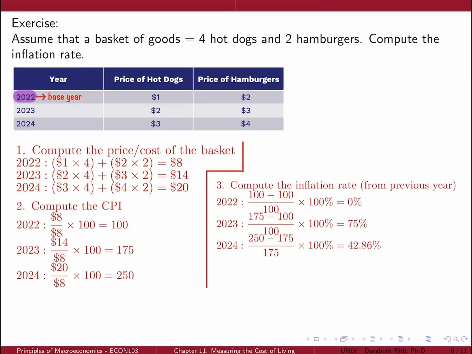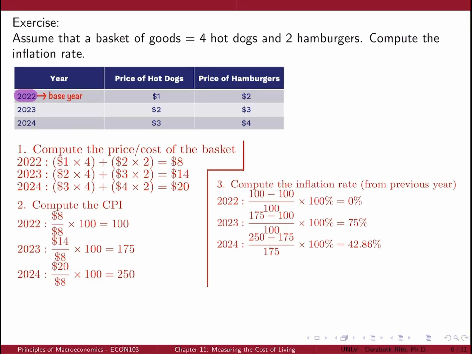Let us now undertake an exercise to compute the inflation rate. Consider a basket consisting of 4 hot dogs and 2 hamburgers. Prices for these goods are provided for 3 different years, with 2022 serving as the base year. To begin, calculate the cost of the basket. For year 2022, multiply the price of a hot dog, $1, by its quantity, 4, and add the price of a hamburger, $2, multiplied by its quantity, 2. This yields a total cost of $8.